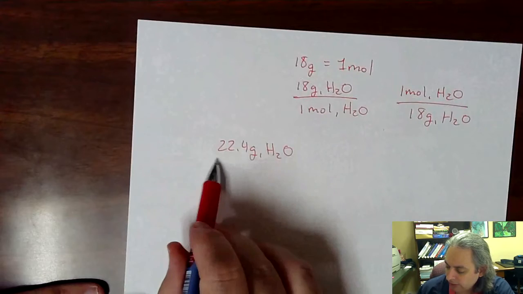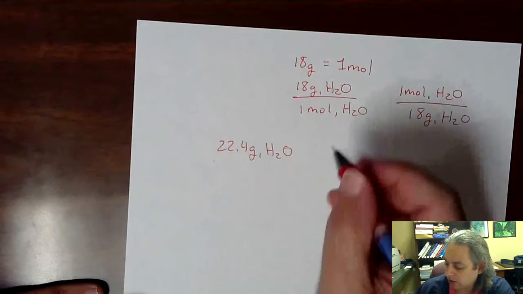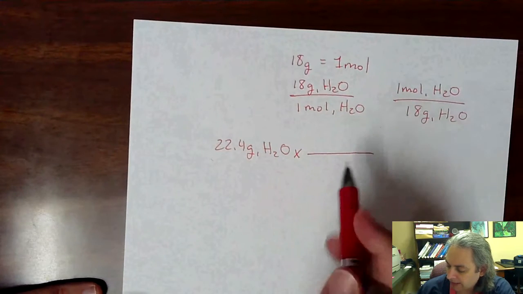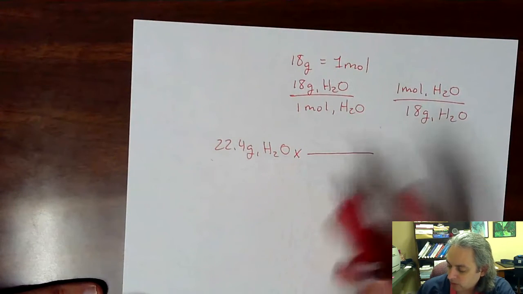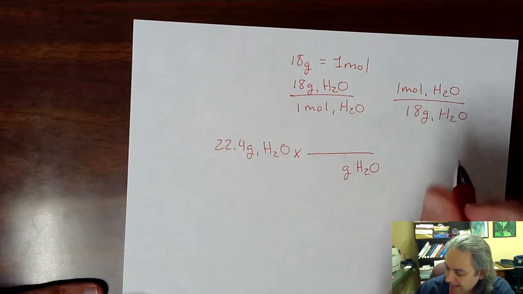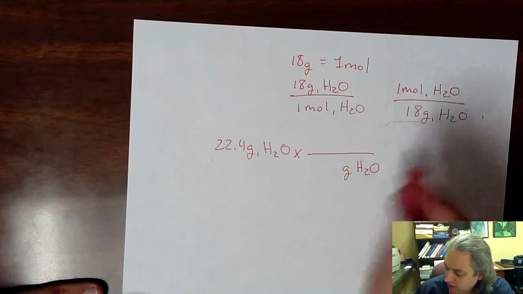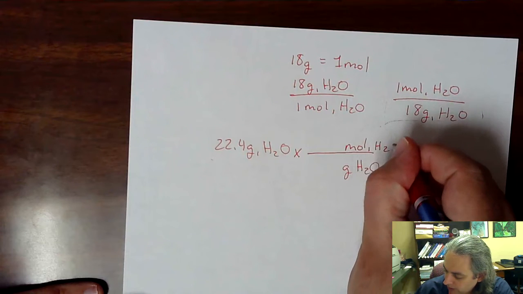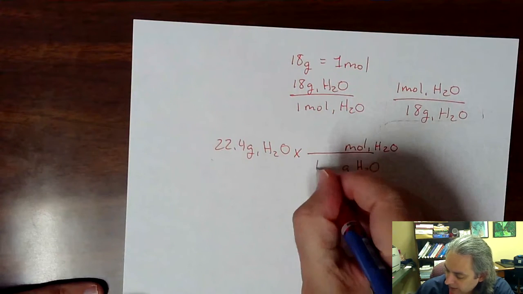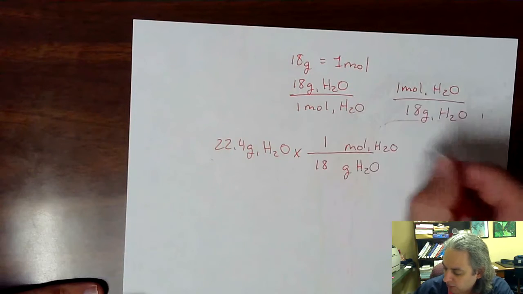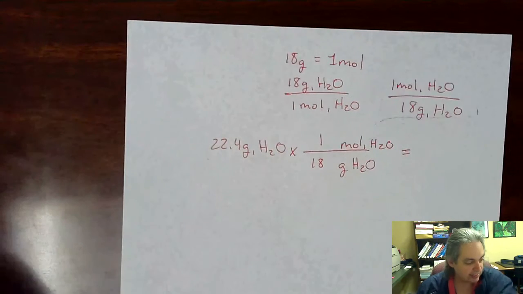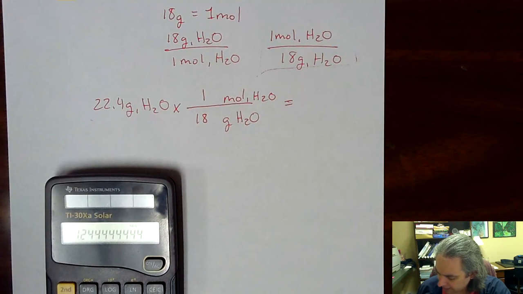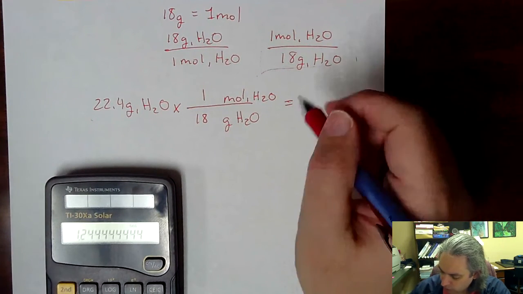And so here we have 22.4 grams of water. We need to get rid of the unit grams of water, so we need to multiply by the factor that has grams of water on the bottom. In that case, it would be this one right here. And then on the top of this fraction bar, we have moles of water, and then we simply put the numbers in. There's 18 grams for 1 mole, and so we put in the calculator 22.4 divided by 18, which gives us 1.244.